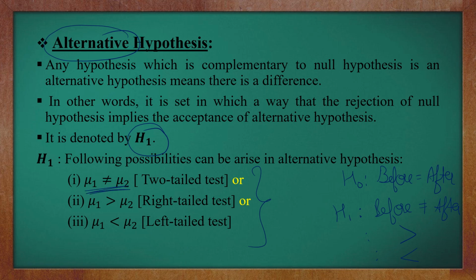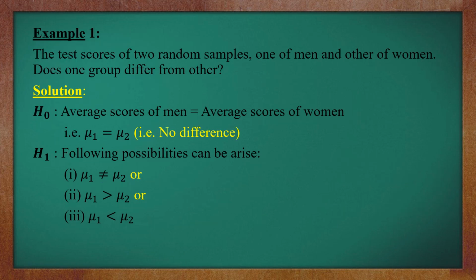Mu1 is not equal to mu2, which means the average of the first population is not equal to the second population. Or mu1 is greater than mu2, or mu1 is less than mu2. We will discuss the examples. The basic thing is that there are two types of hypothesis. First is null and second is alternative. Okay, now we'll discuss some examples.